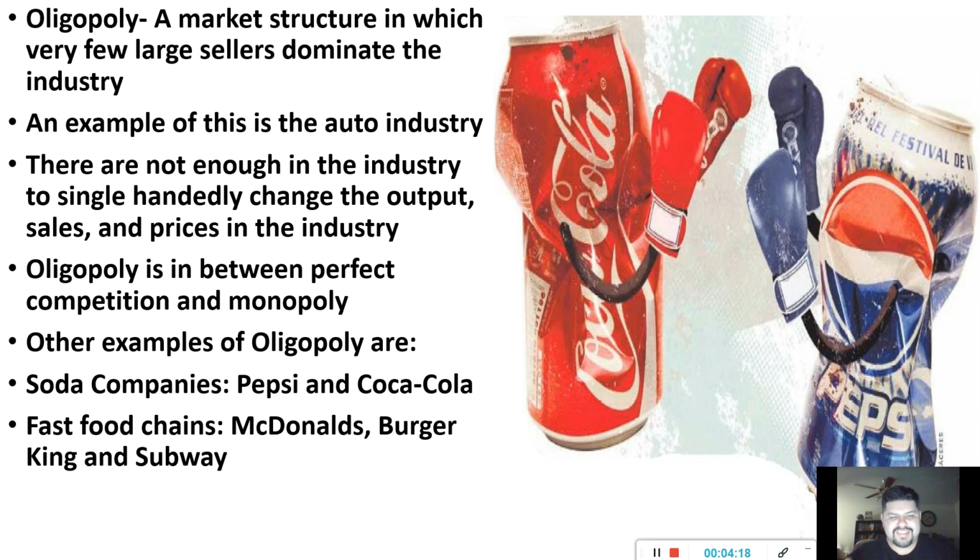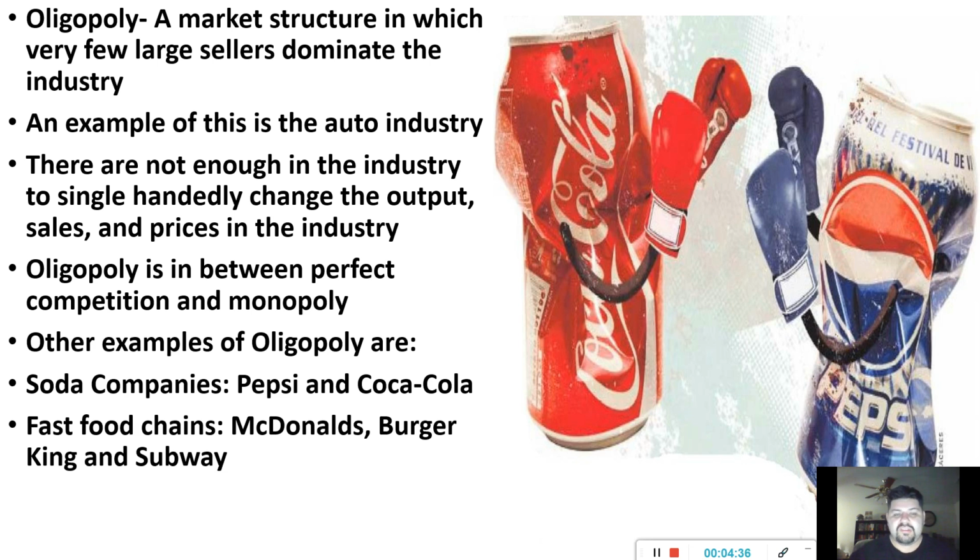So an oligopoly is right smack in between perfect competition, which we talked about last week, and a monopoly. Remember, like I told you at the very beginning, a monopoly is when one company owns all of one product.